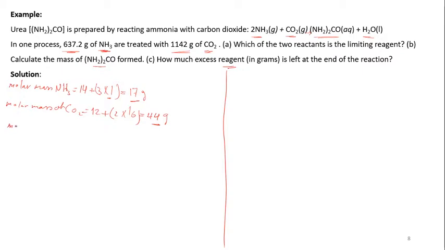And the molar mass of urea is equal to, I have to multiply these 2 by the N and these 2 by the H. So 2 nitrogens, 2 multiplied by 14, plus 2 hydrogens, each one of them is 1 gram, plus 1 carbon, which is equal to 12 grams, and oxygen, which is equal to 16. This is equal to 60 grams of urea.